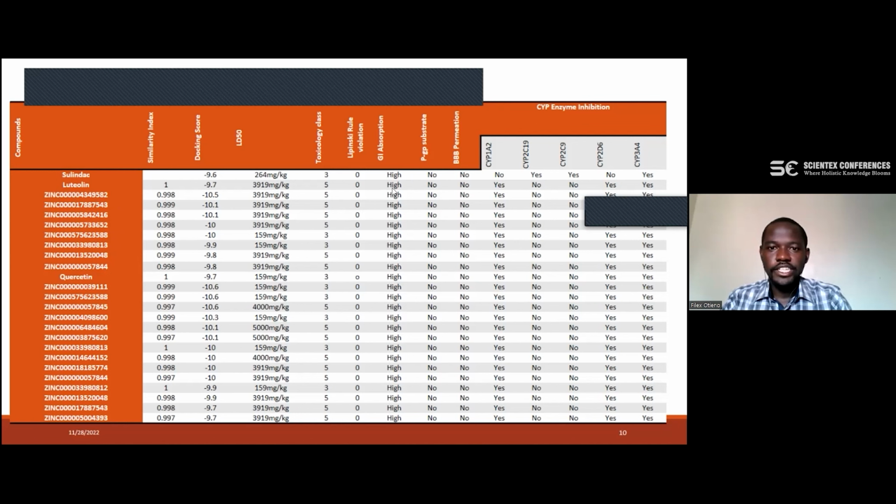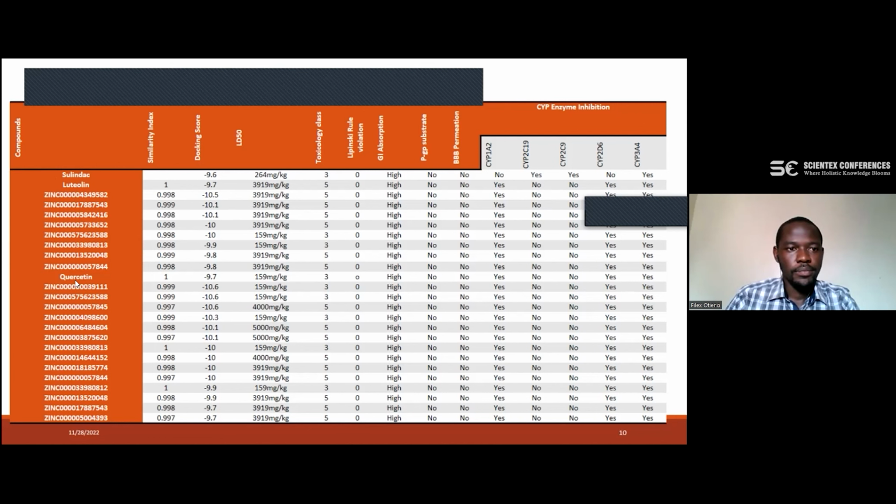In terms of GI absorption, luteolin and quercetin had more or less similar results. They had a high GI absorption. They were not a substrate for P-glycoprotein, and they did not permeate the blood-brain barrier. All were inhibitors of CYP1A2, CYP2D6, and CYP3A4.